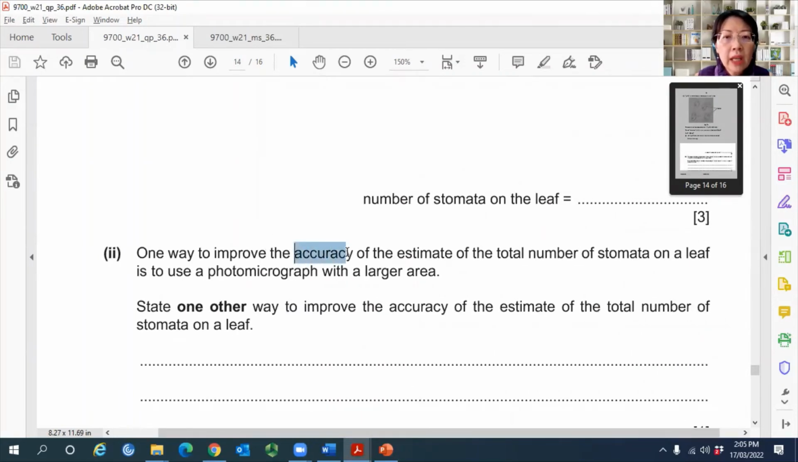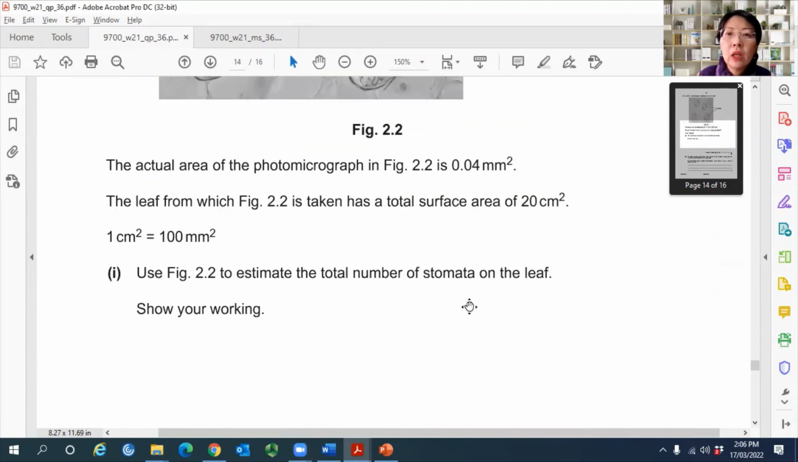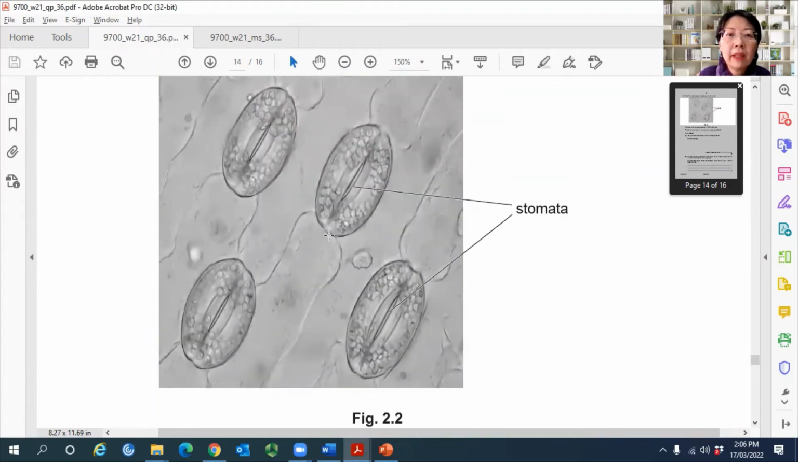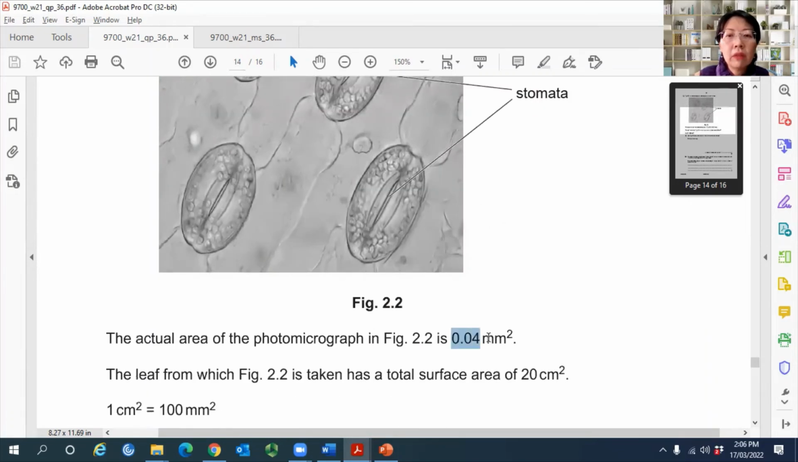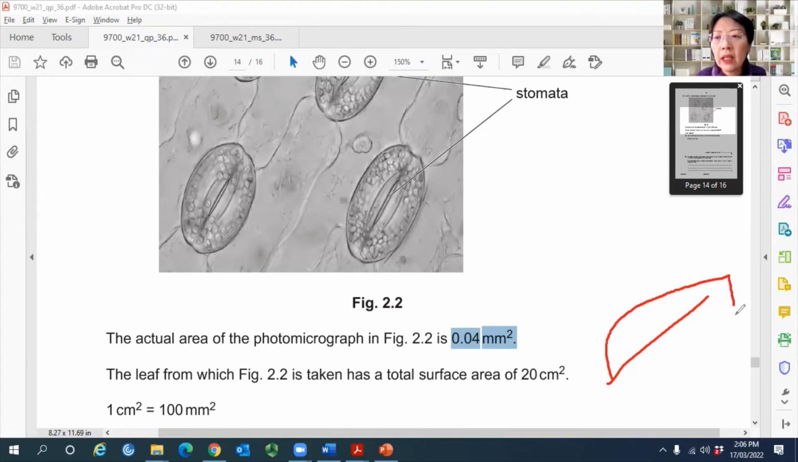One way to improve the accuracy of the estimate of the total number of stomata on the leaf is to use a photomicrograph with a larger area. What we have done in the previous question is we used this particular micrograph, which is only a small area of the leaf, to estimate the total number of stomata in this leaf. So definitely this estimation is not accurate unless the distribution of stomata in the leaf is equal.